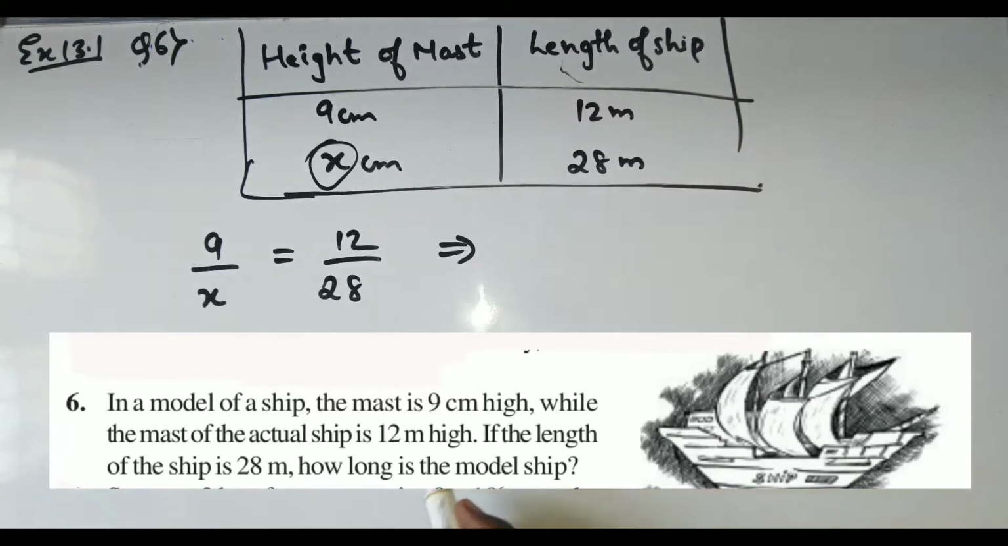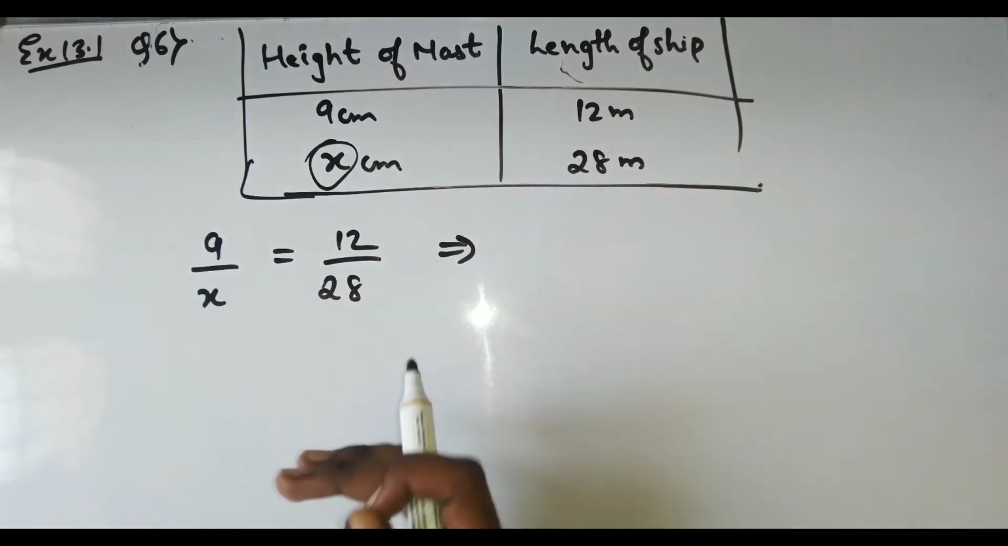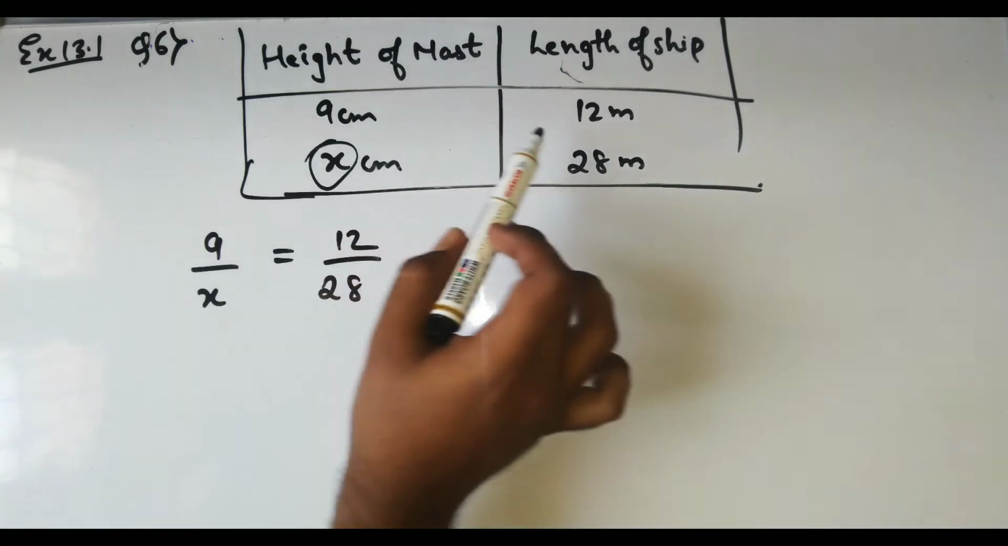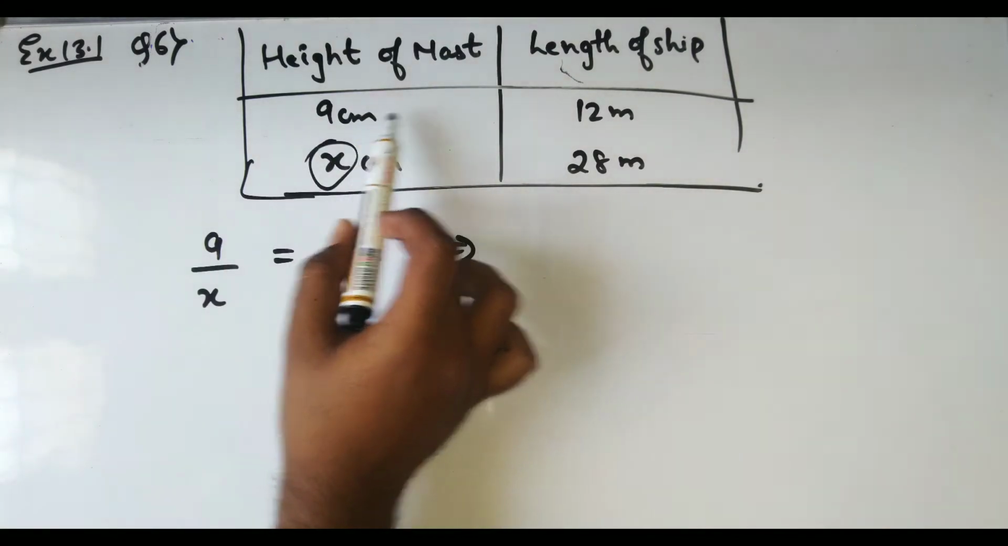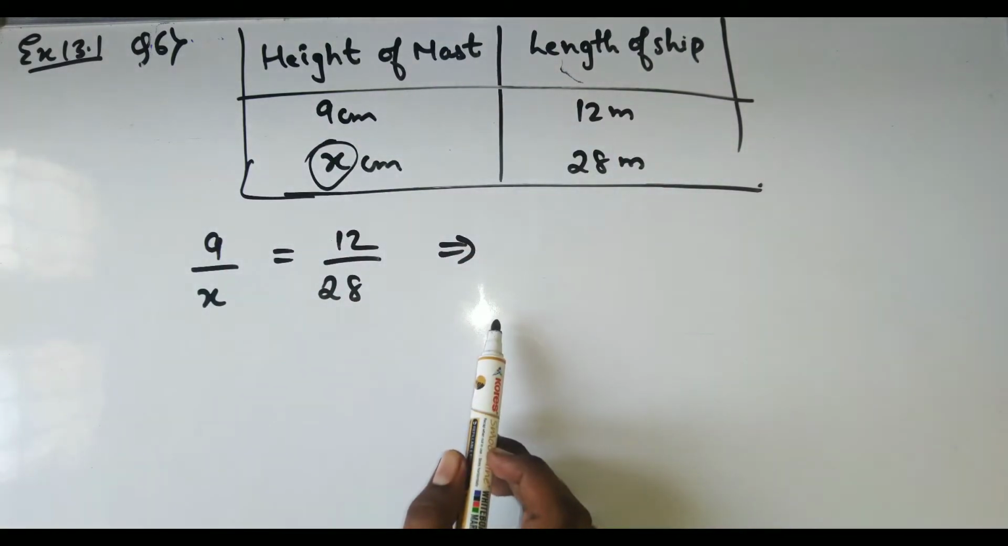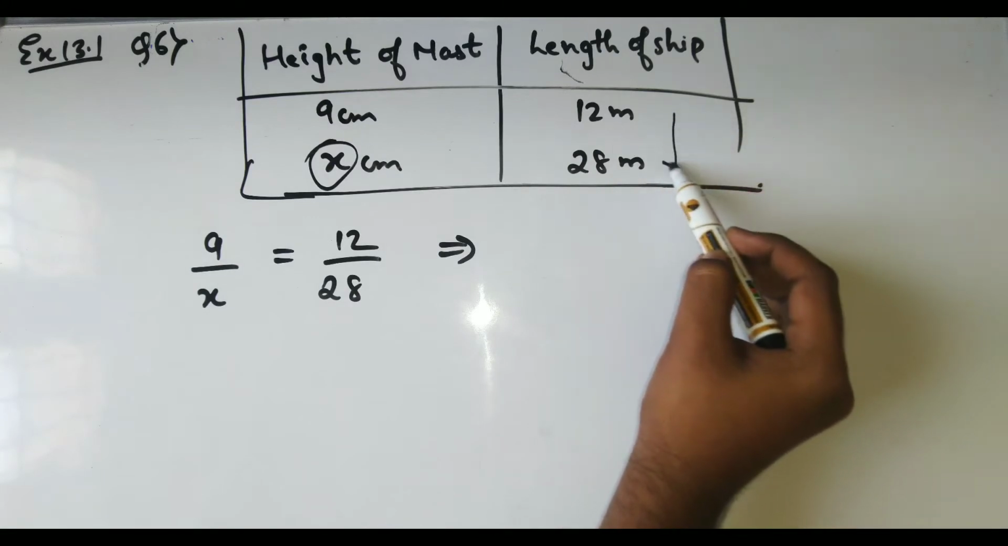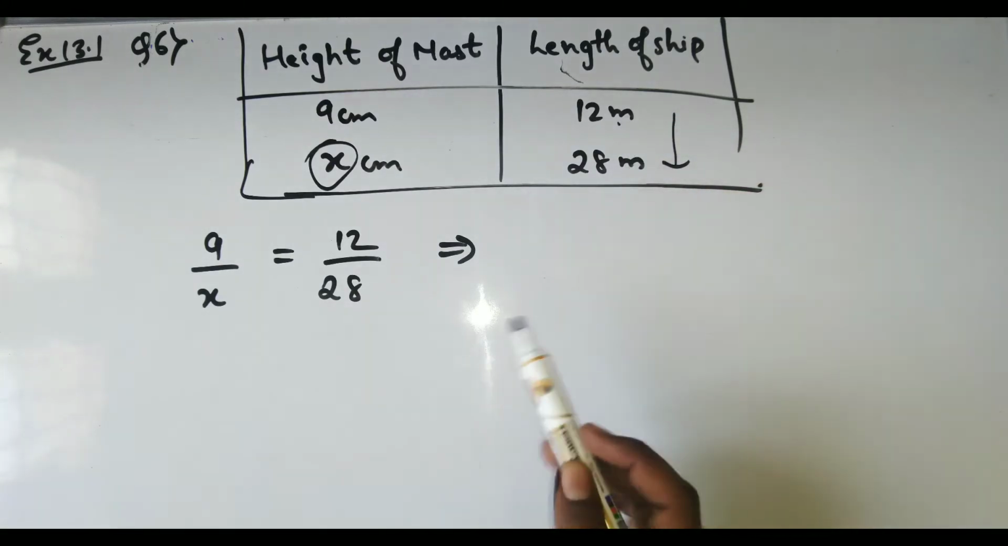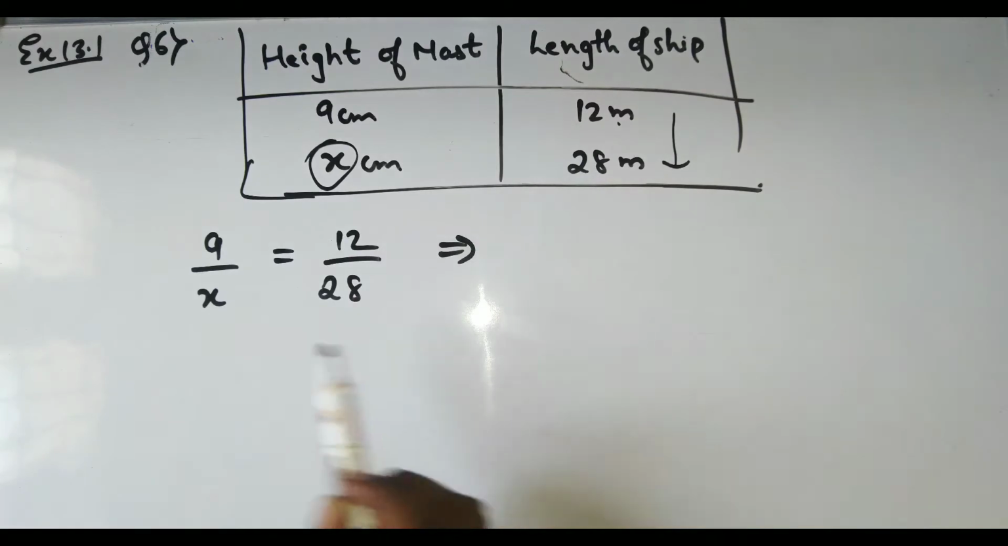That implies this is in what? Direct proportion. That's why I'm writing in what? Divided form. Why? Because 9 centimeters is 12 meter. This quantity is increasing, correct? From 12 it is going on to 28. So this will also increase. That we will get to know when we find the value of x.